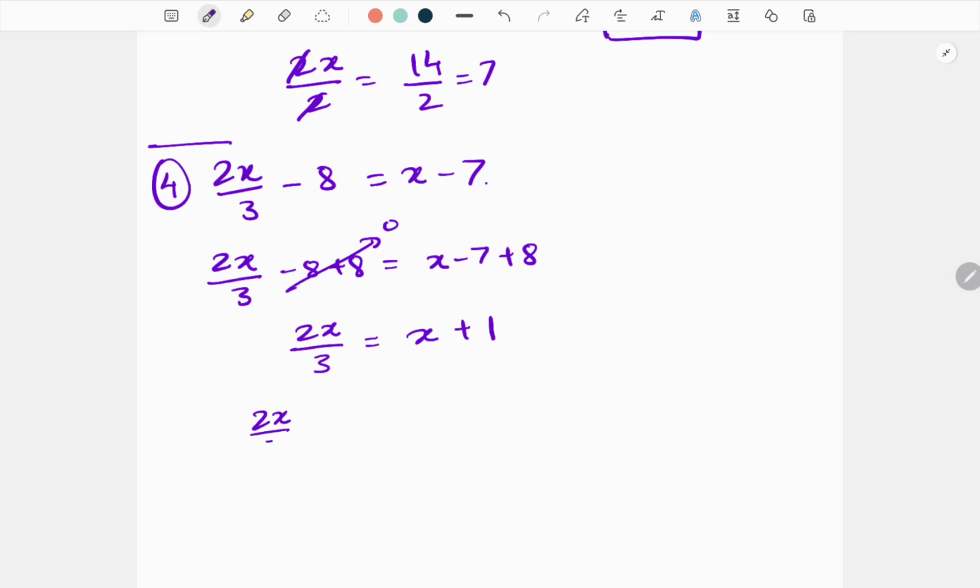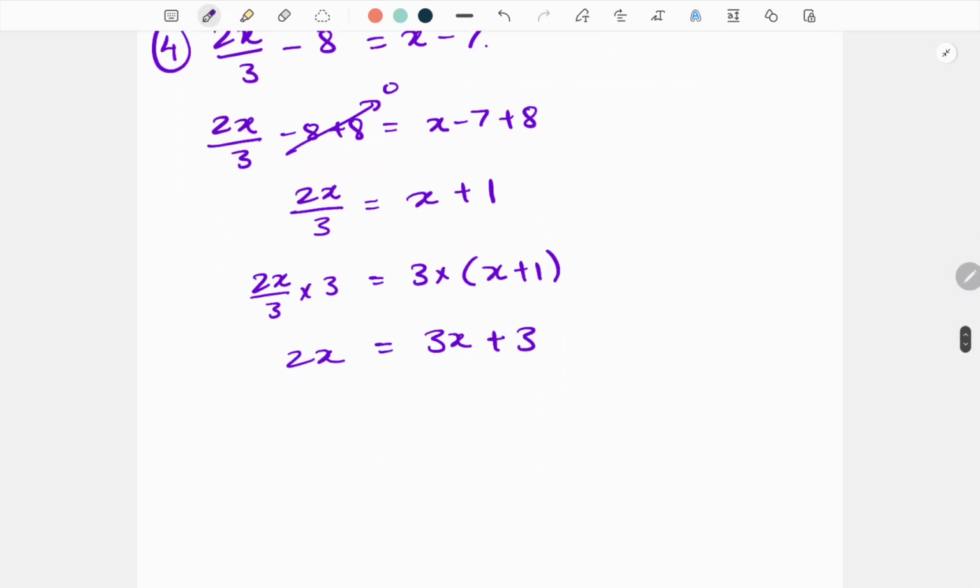So 2x divided by 3 times 3 is equal to 3 times x plus 1. So I get 2x is equal to 3x plus 3. If I move this 3x to the left hand side, let's see what we get. So 2x minus 3x is equal to 3x plus 3 minus 3x. Subtracting 3x from both sides is another way of saying the same thing.